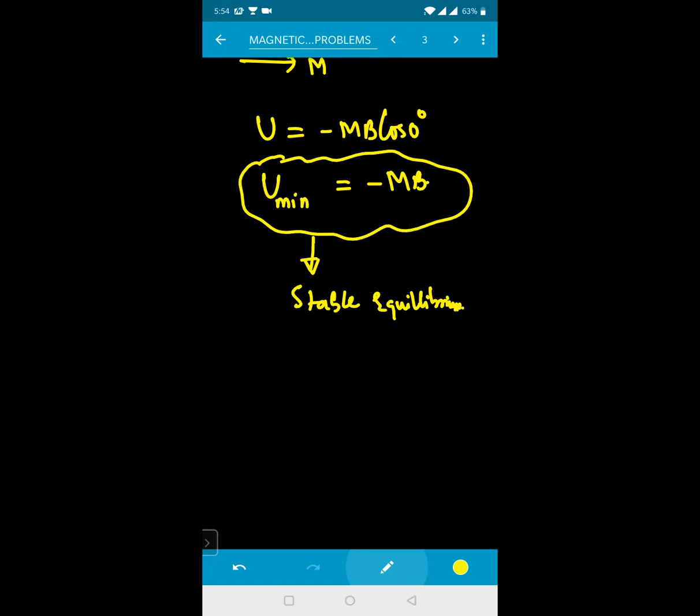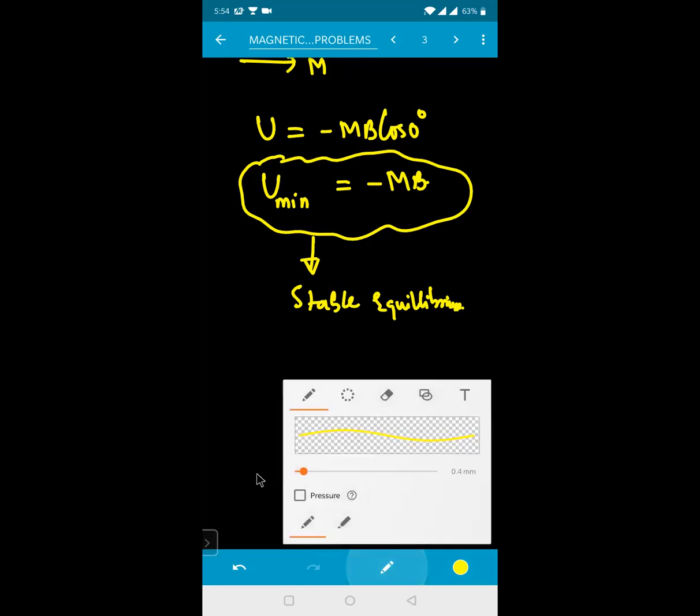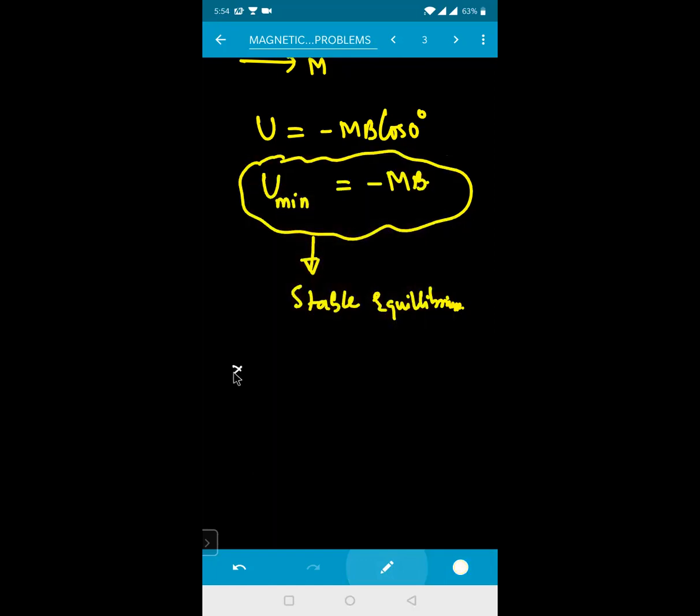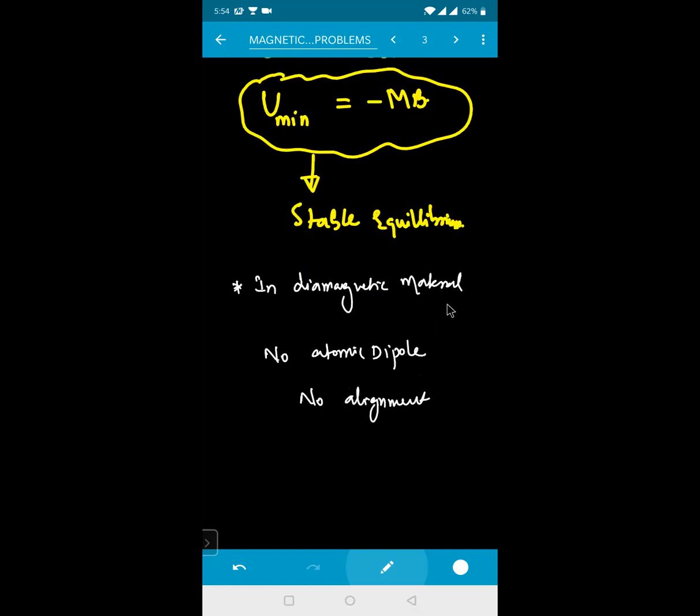So in a diamagnetic substance, there are no atomic dipoles, so there will be no alignment. See, in the diamagnetic material, there is no atomic north and south dipole. That means there is no alignment. When there is no alignment, what does it mean? The magnetic moment will be 0. There will be no magnetic alignment at all. So hence the diamagnetic substances are weakly repelled by the applied magnetic field.